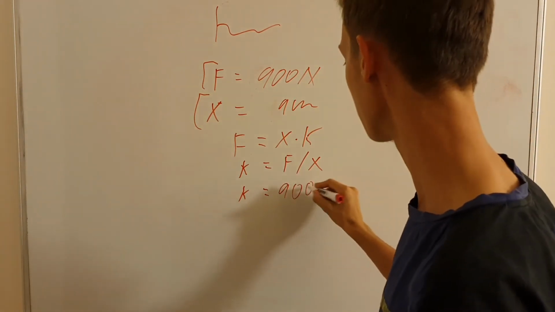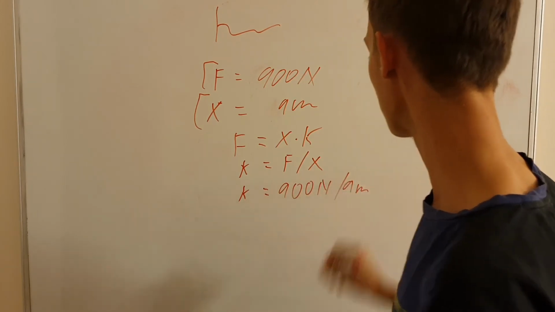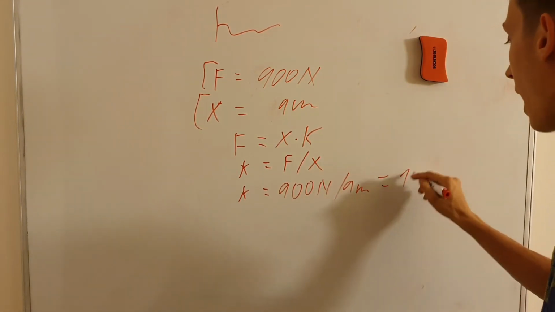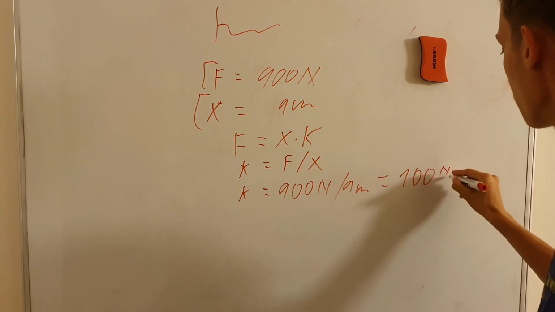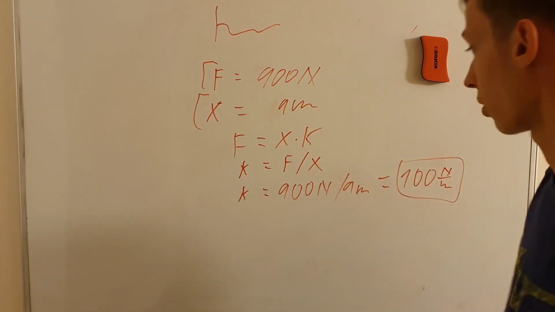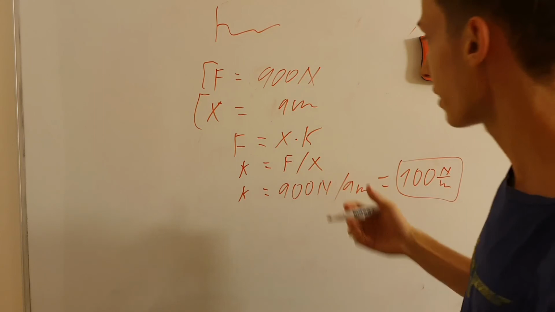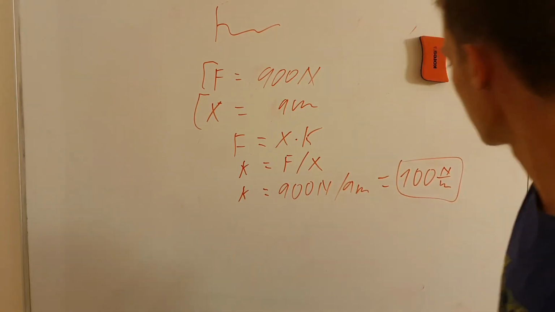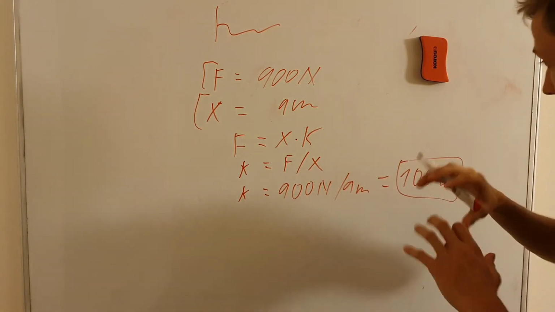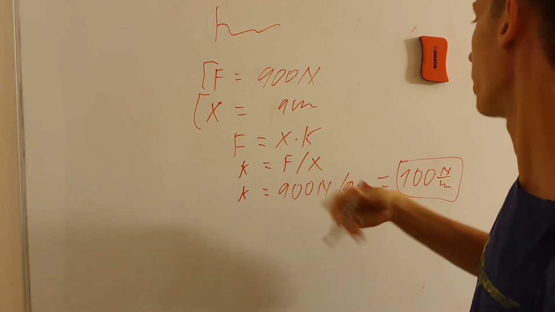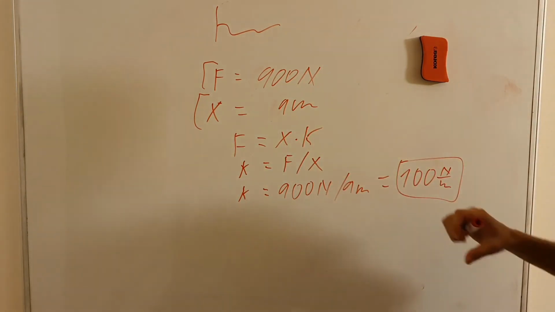And so now I can calculate the spring constant. It will be 900 newtons over 9 meters. And so it is 100 newtons per meter. That is the spring constant for this one. Alright? So this is the result for such a, let's say, little bit different example in which the formula also has to be changed a bit.